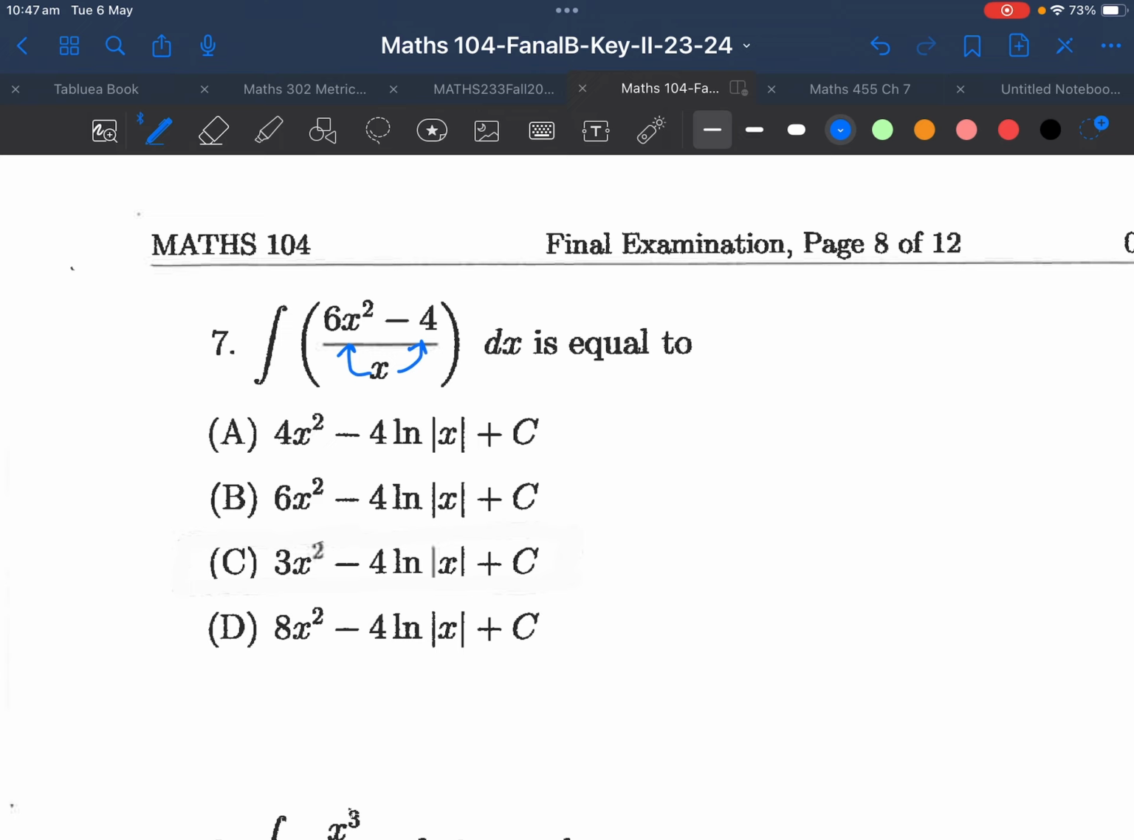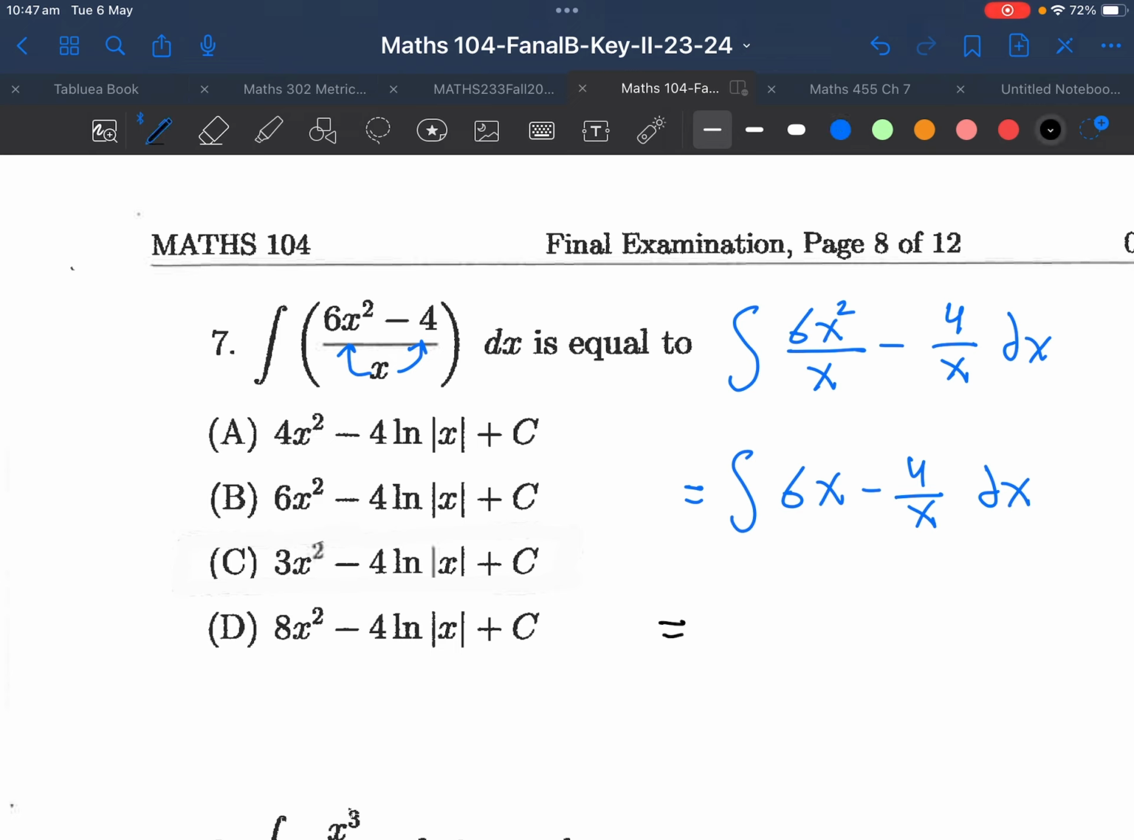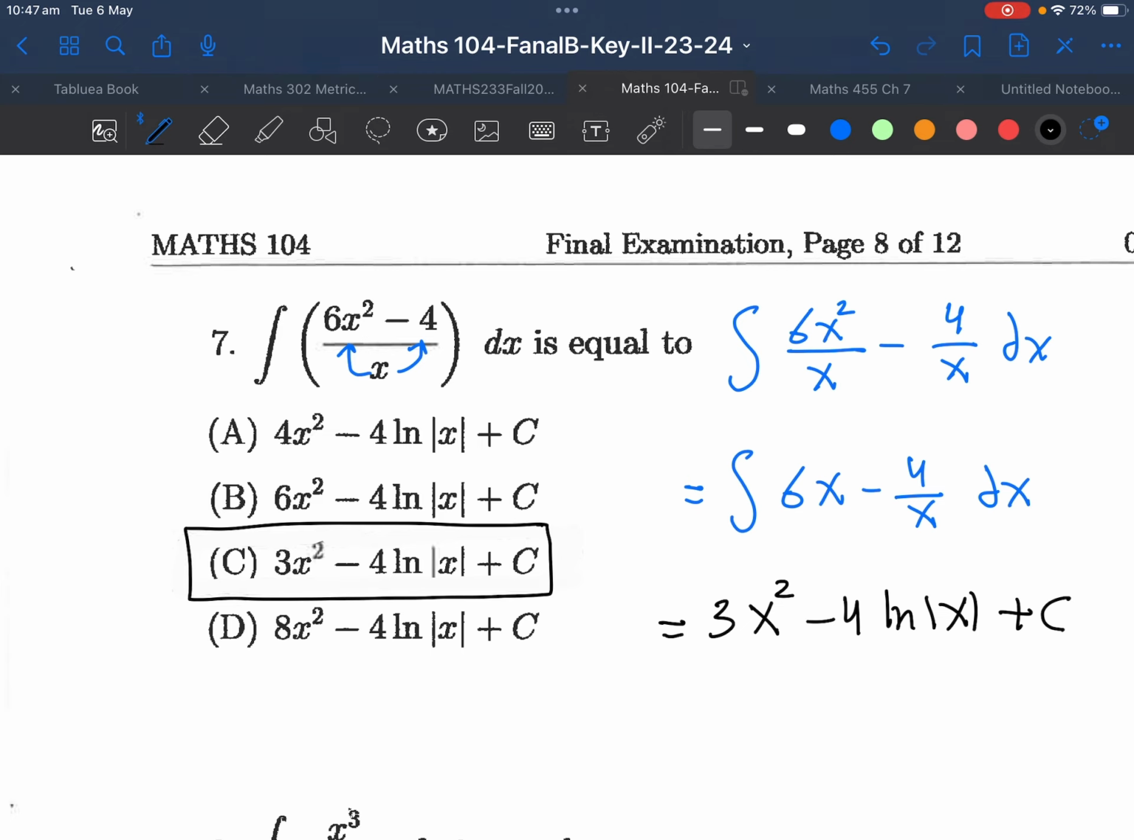This question, we need to split the denominator. So this will be 6x squared divided by x minus 4 divided by x, which is just 6x minus 4 divided by x. And that would be just 3x squared minus 4 ln x plus c, which corresponds to this one here.